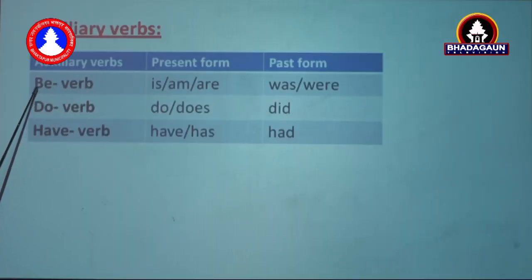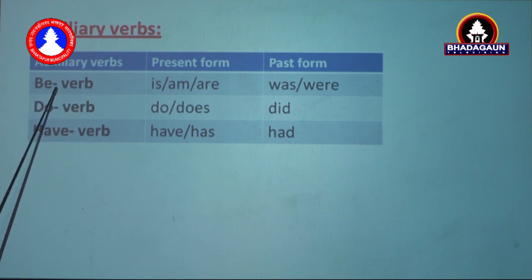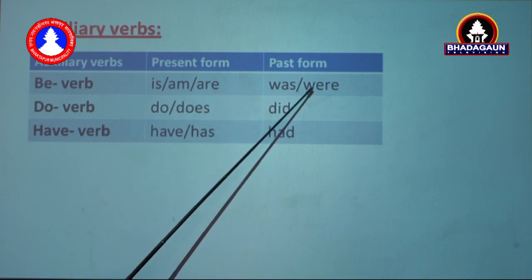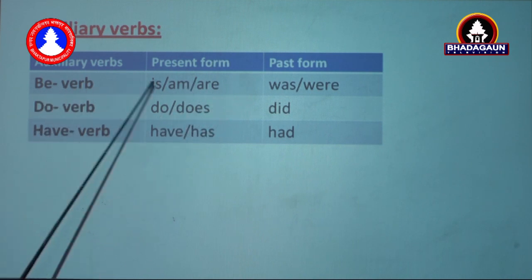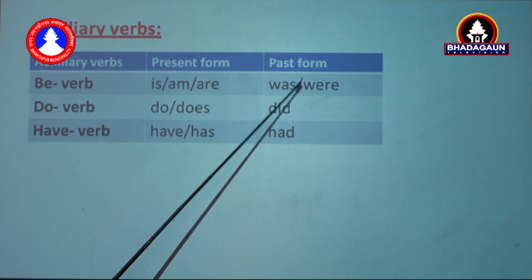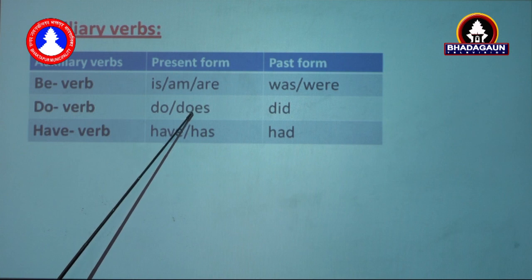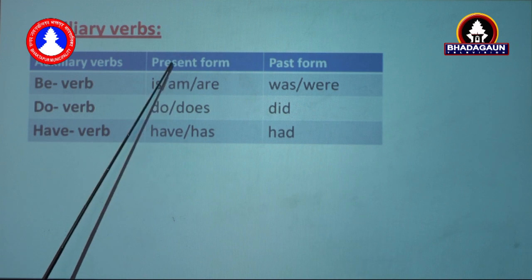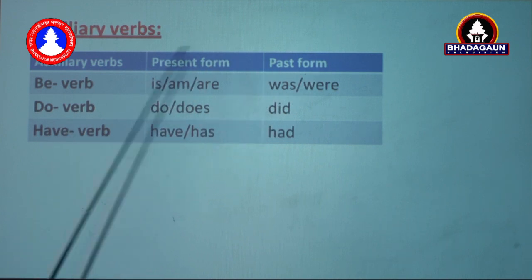So auxiliary verbs are categorized into these sub topics. There are be verbs, do verbs, have verbs. Generally, you use these be verbs while making the sentence passive, right? We use the be verb there. The present be verbs are is, am, are. The past forms of the be verb are was and were. Do verb: do, does are the present forms of the do verb and did is the past form. Have is the present form of the have verb and had is the past form. So these are called auxiliary verbs.